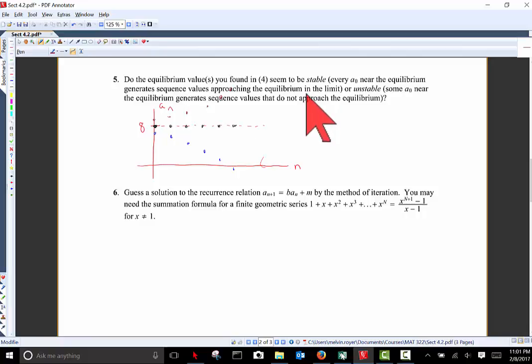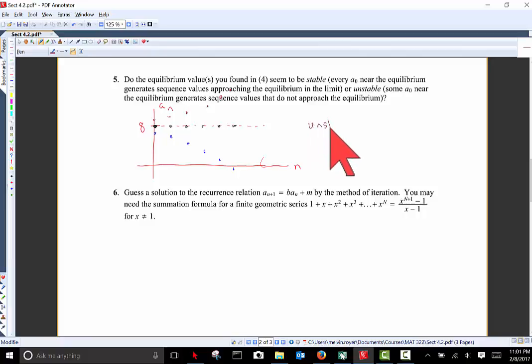So does the equilibrium value seem to be stable? That is, if I start near 8, do I stay near 8? And the answer is not at all. It's unstable. I can start very near 8 and still not stay close to 8. In fact, I get very far away from 8.